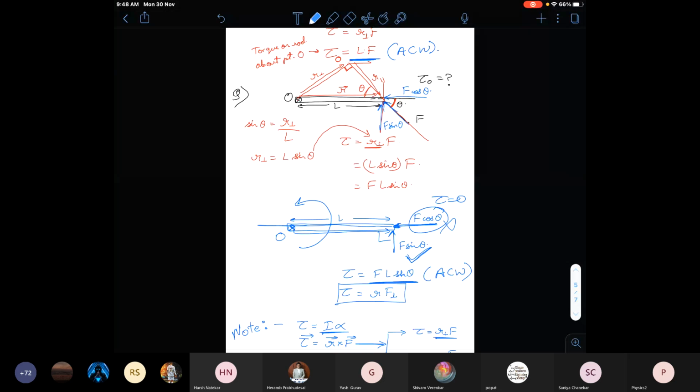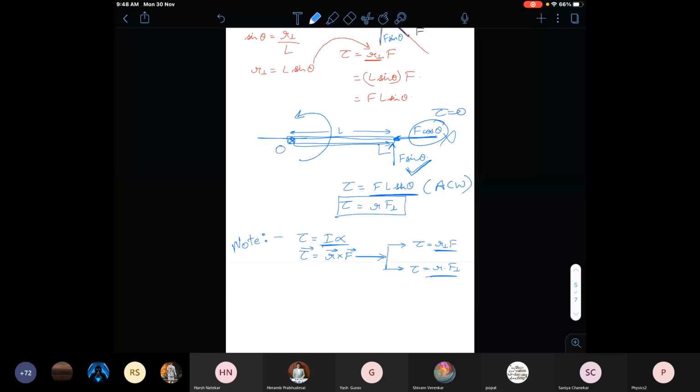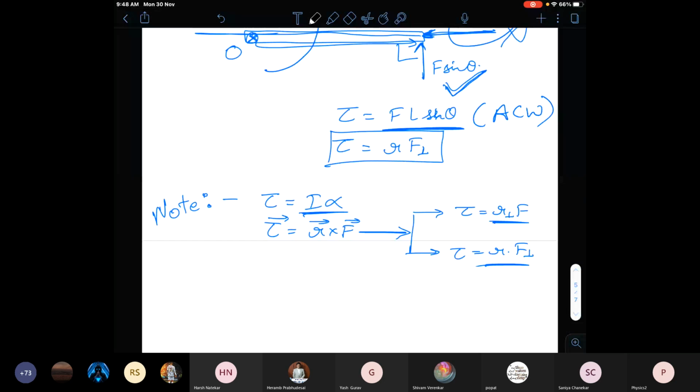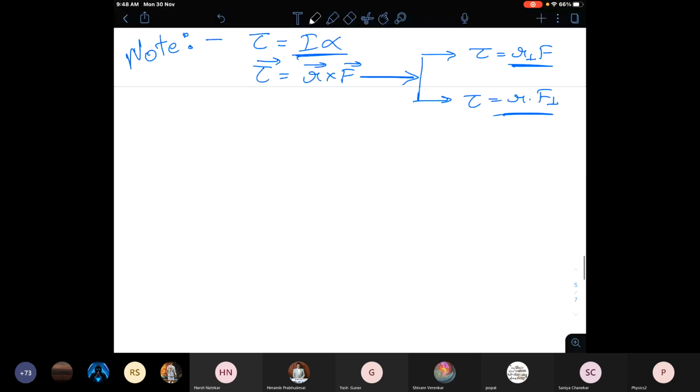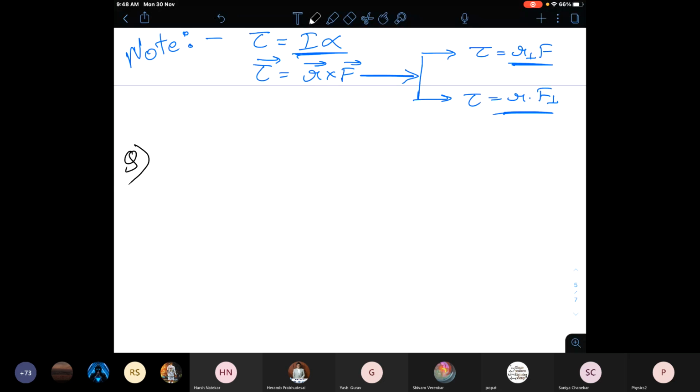Write this. I will show you another example in which there will be two different torques. Then you will be able to differentiate correctly. I guess everybody has written this. Just see another question.